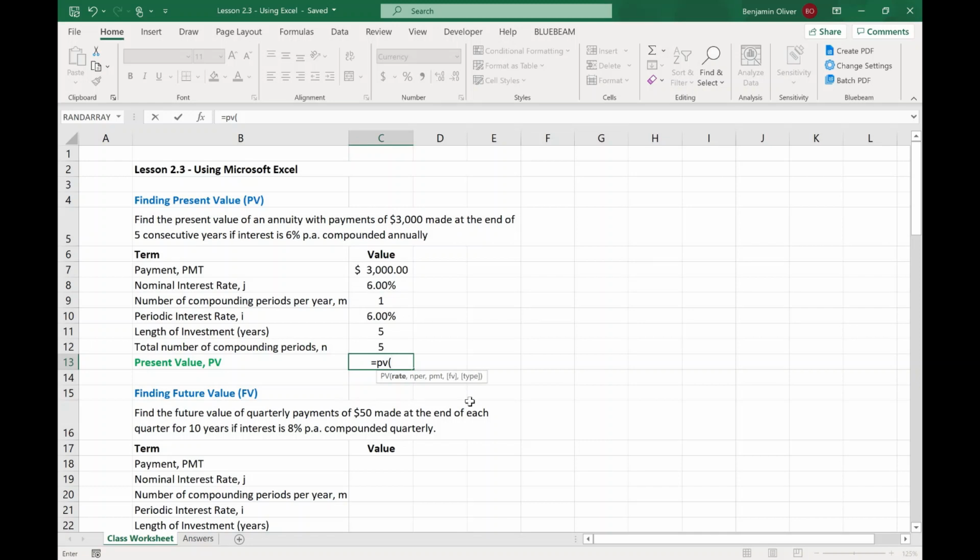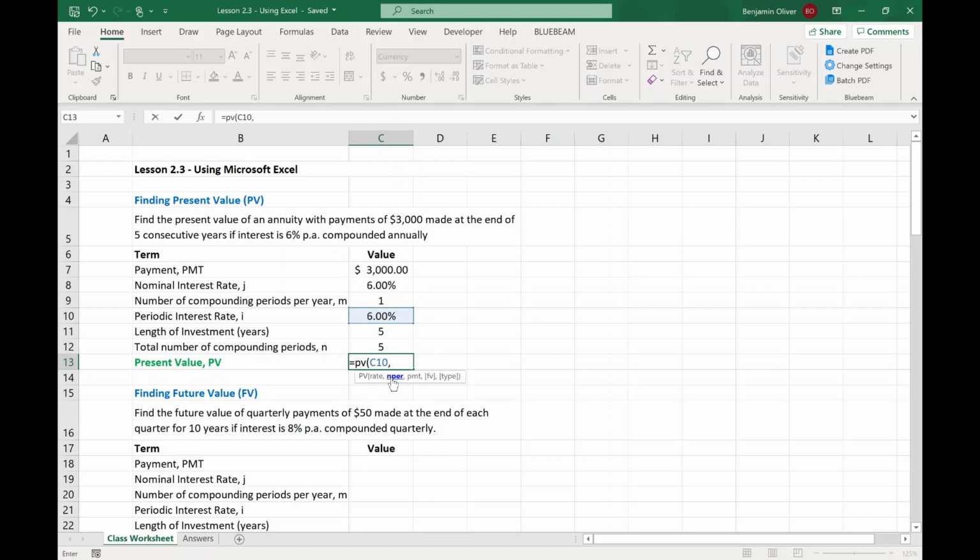So in this case, it's showing 5 possible inputs, and the one that's bolded is the one that we're looking at now. The first one is rate. Okay, rate is your interest rate. Now remember, when we're talking these questions, it's your periodic interest rate, not your nominal rate. So I'm going to select my periodic interest rate, put a comma.